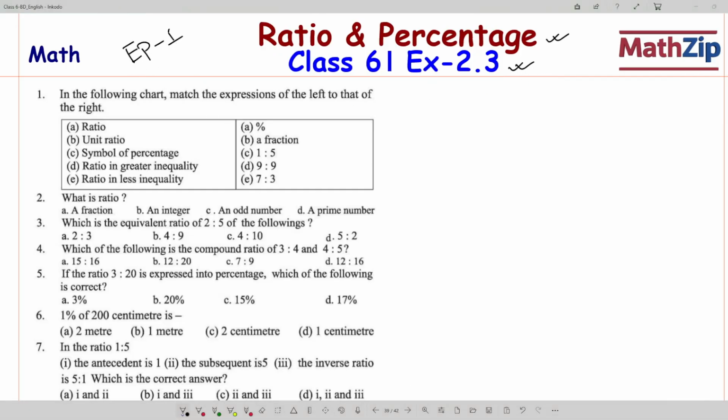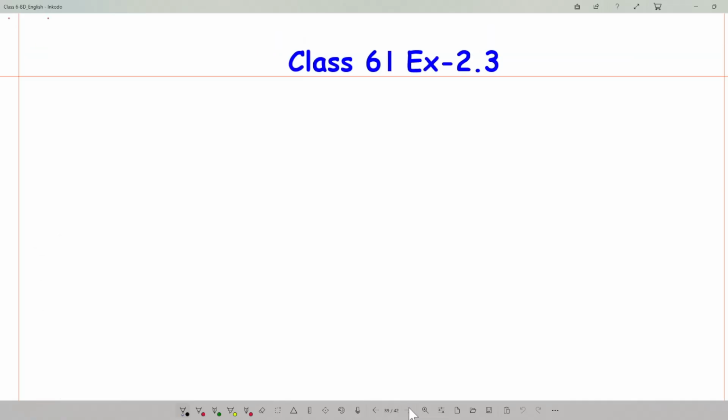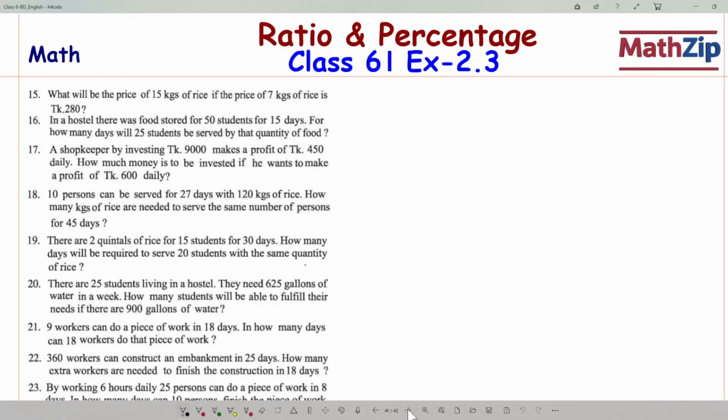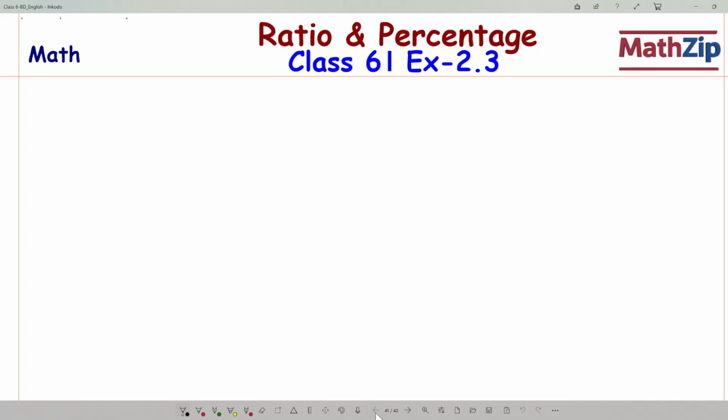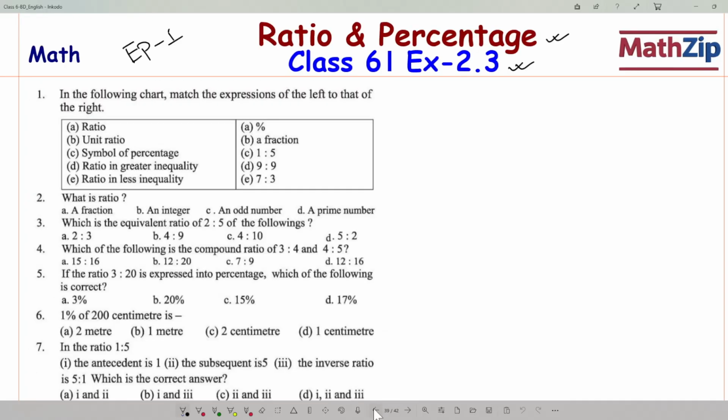Let's get started. Before starting this lecture, I would like to inform you that this exercise has lots of questions, around 29 questions. We will try to solve step by step. Therefore, we need lots of episodes. So the first episode is based on multiple choice questions or short questions. Let's start. Number 1.